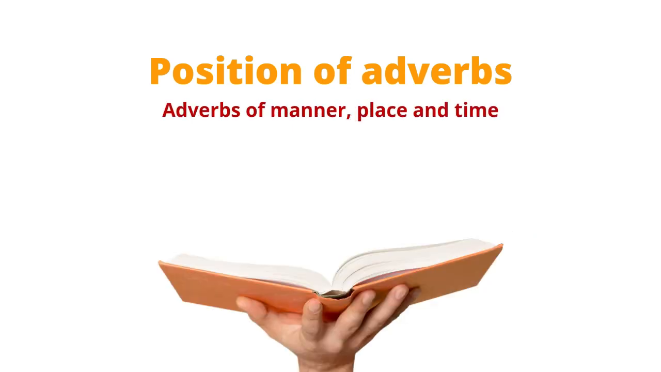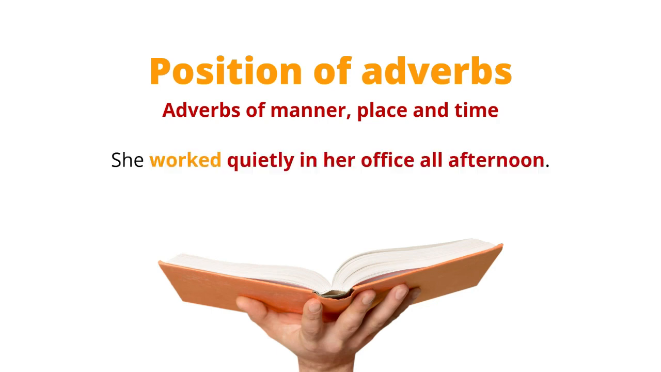Now let's put the adverbs of manner, place and time together in a sentence, and you'll see that they usually occur in this order: manner, place, time. She worked quietly in her office all afternoon. Quietly is the manner, in her office is the place, all afternoon is the time. As quietly is an ly adverb, we could put it in front of worked if we wanted to. She quietly worked in her office all afternoon.